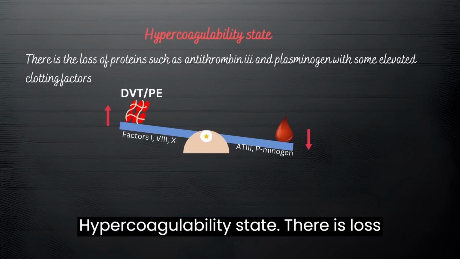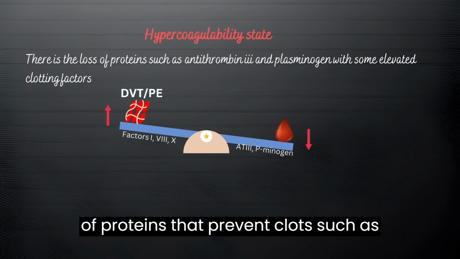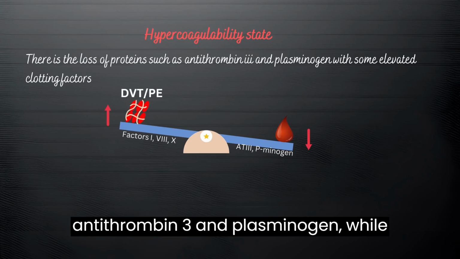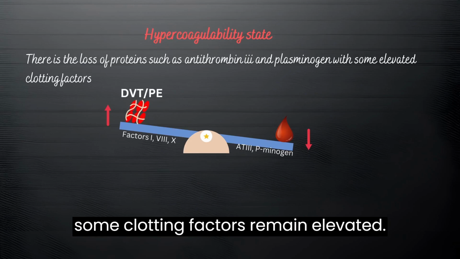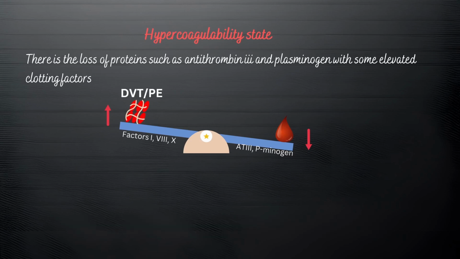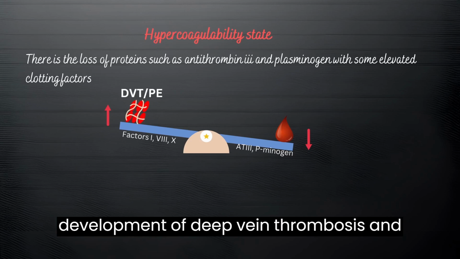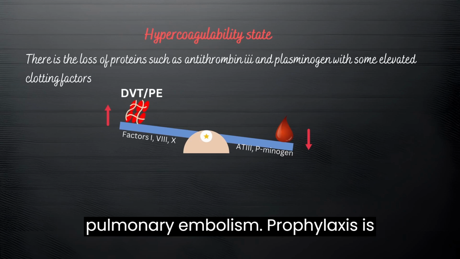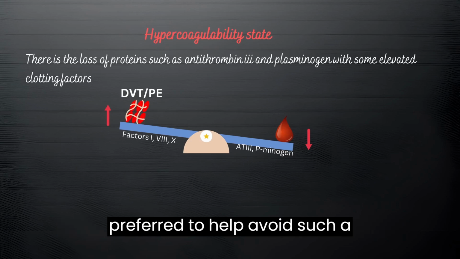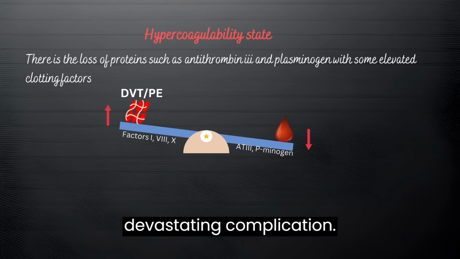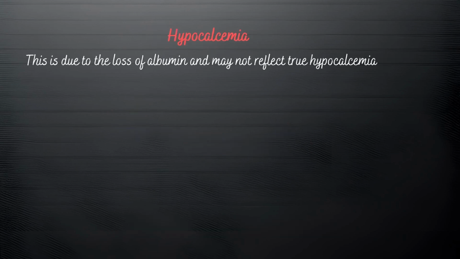Hypercoagulability state. There is loss of proteins that prevent clots, such as antithrombin 3 and plasminogen, while some clotting factors remain elevated. So this becomes a big risk factor for the development of deep vein thrombosis and pulmonary embolism. Prophylaxis is preferred to help avoid such a devastating complication. Hypocalcemia may also be seen, and this is due to the loss of albumin and may not reflect true hypocalcemia.